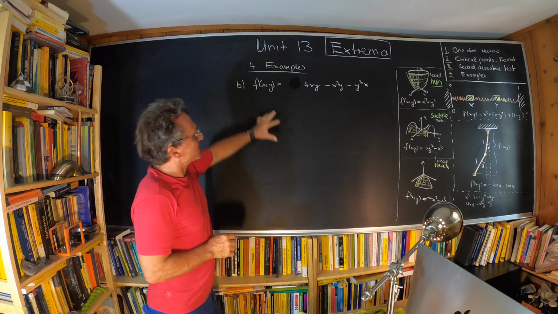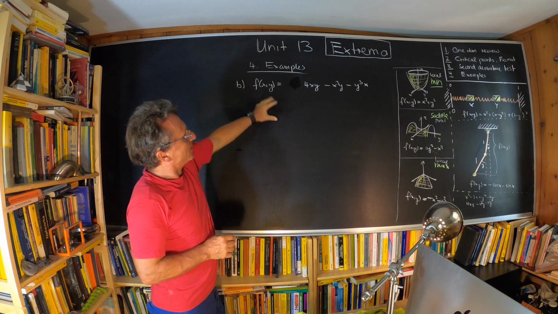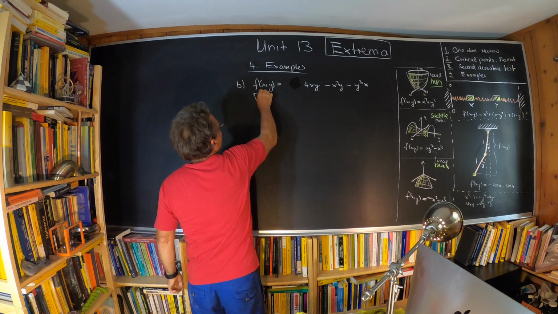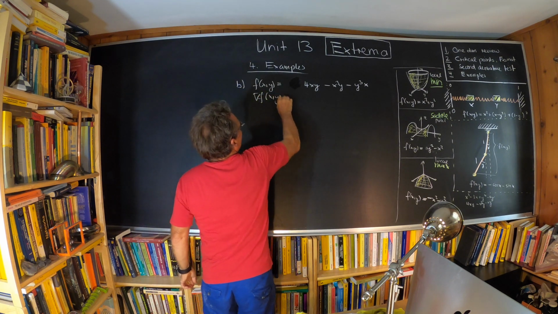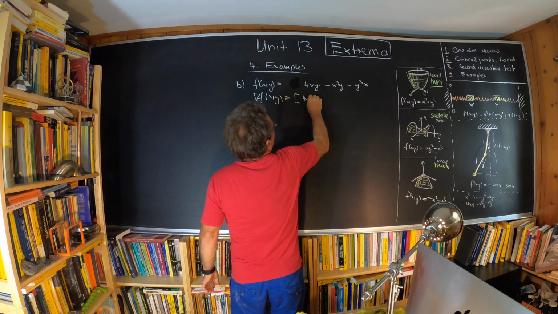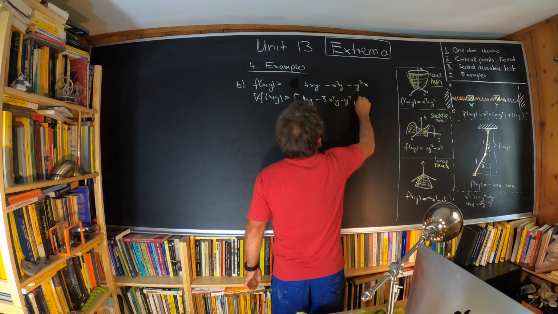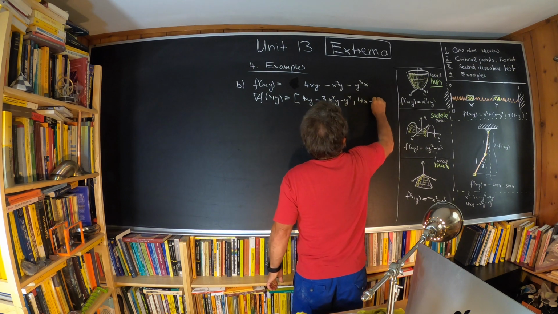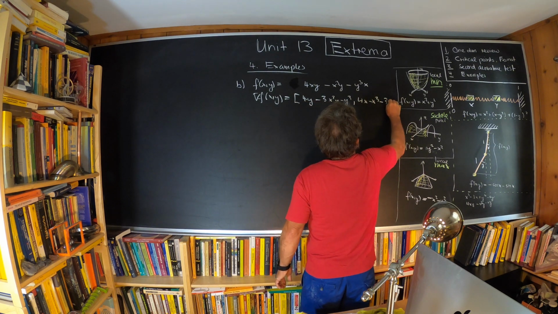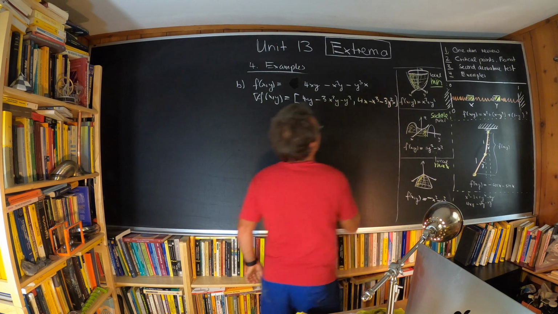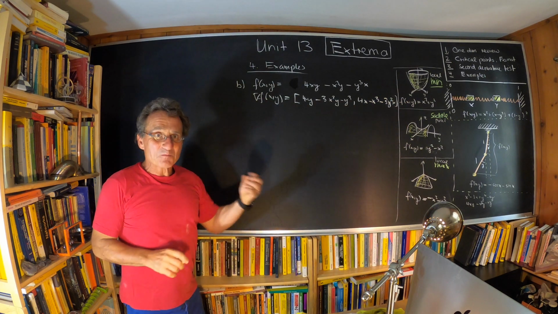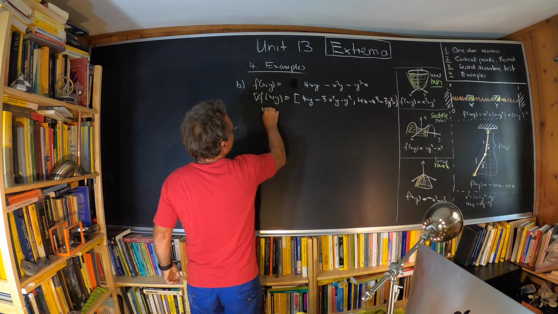Okay, let's look at the second example. We have this function. We have to compute the gradient. This is (4y minus 3x squared y minus y cubed, 4x minus x cubed minus 3y squared x). So that's a complicated nonlinear system of equations.